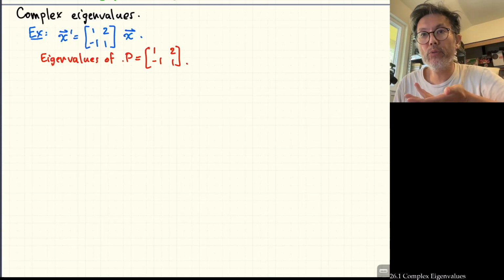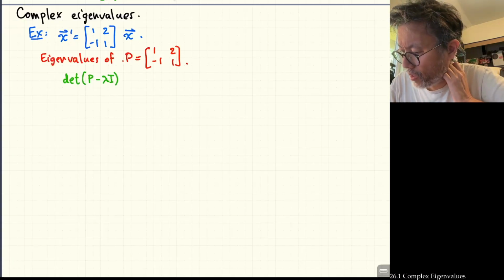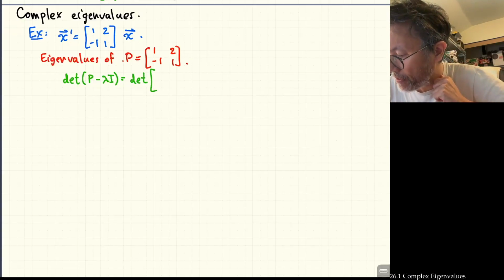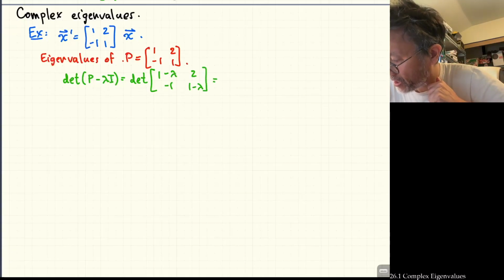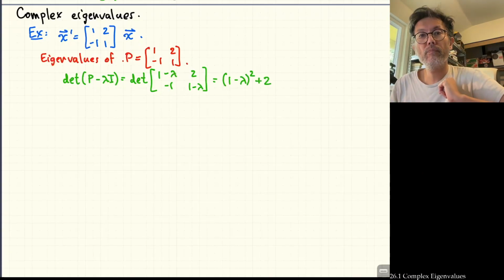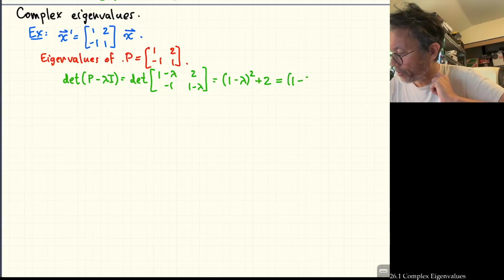And so we need to find the roots of the polynomial, the determinant of P minus lambda I. This should be a very familiar story at this point in your life. This is 1 minus lambda, 2, negative 1, 1 minus lambda. And if we take the determinant of this, we get (1 minus lambda) squared minus negative 2, which is plus 2. All right? And if I expand this out, which I should if I want to find the roots eventually, I'm going to get 1 minus 2 lambda plus lambda squared plus 2.